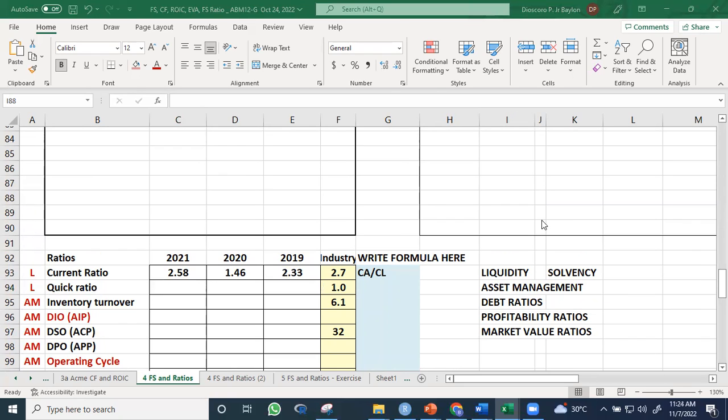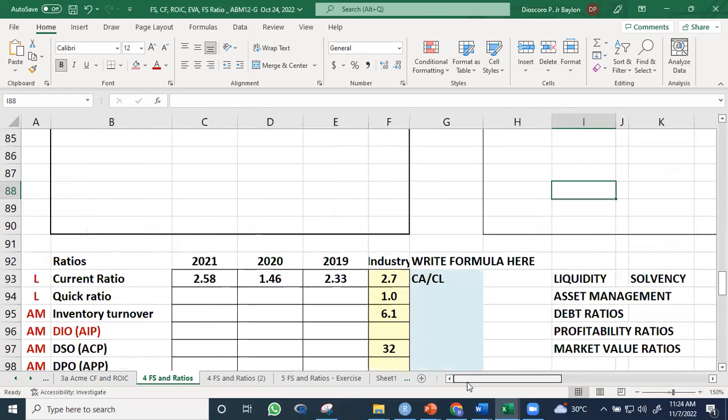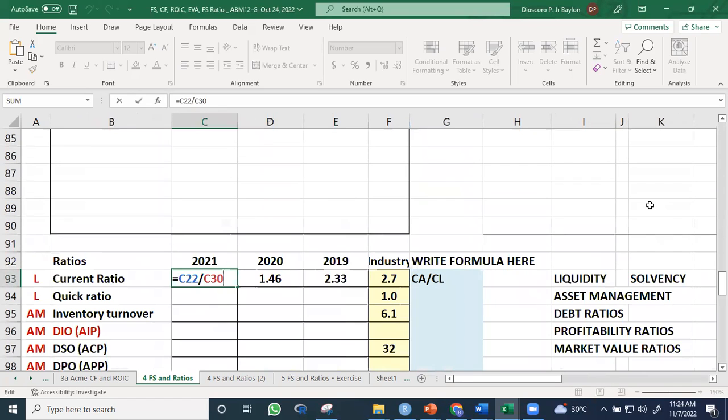Dun sa computation natin sa current ratio. Or if you want me to repeat, okay, let me flash the formula here. So it's C22 over C30. It's the total current assets divided by the total current liabilities.